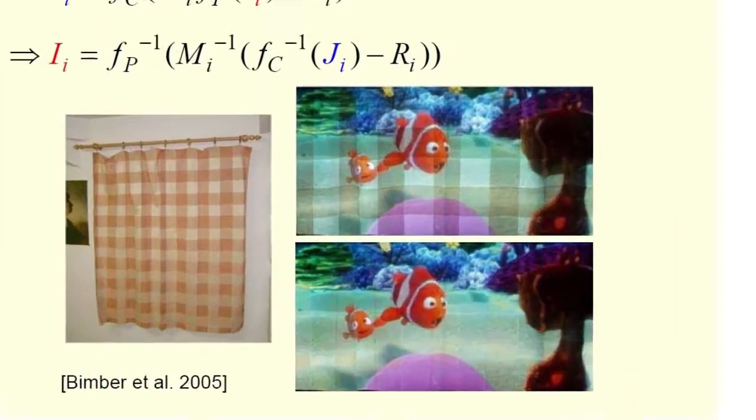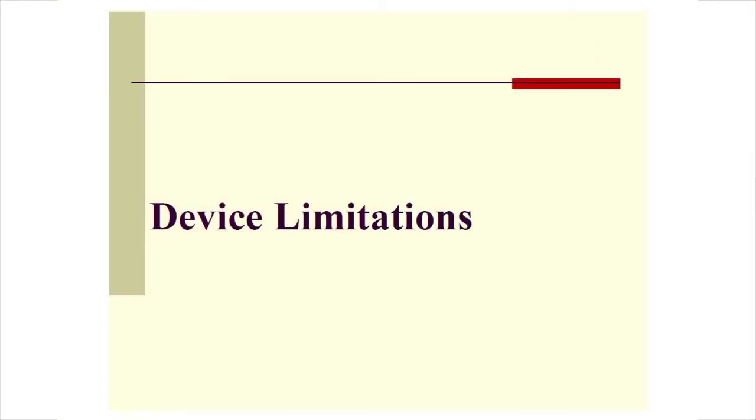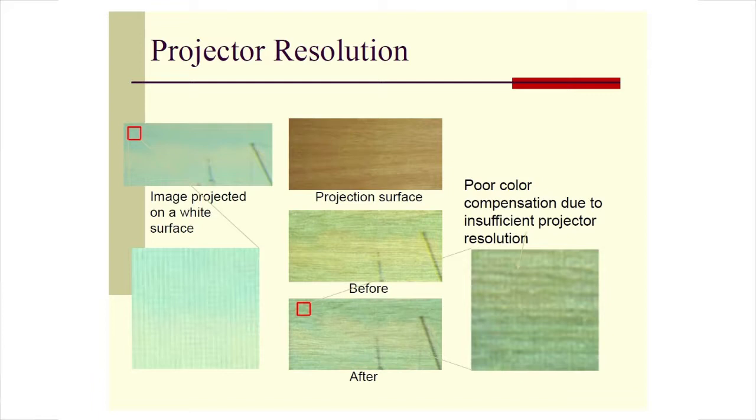Now, if you watch closely, you're going to see some artifact here. The boundary is not eliminated nicely, but it's better than nothing. Okay. All right. So, what are the key issues? Why do we have to solve the problem, and what are these problems caused by? We call it device limitations. There are mainly two things. First is the resolution. The projector has its own resolution. If the resolution is not high enough, you cannot do the job right, okay?